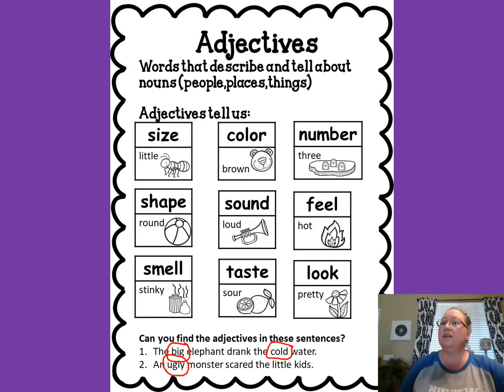The sentence also has another noun with an adjective telling about it. The monster scared the little kids. All right, what is our noun? There's some people in this sentence, right? Kids, that's right. Kids is the noun. What word tells us more information? What word tells us what size those kids are? Or it could also be what they look like. Did you say little? That's right. Little is the adjective that describes kids.